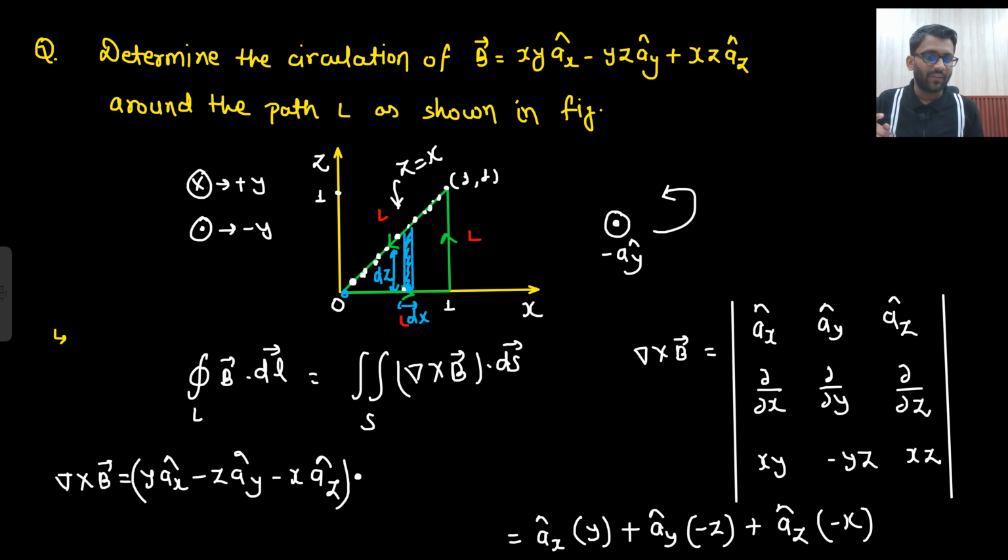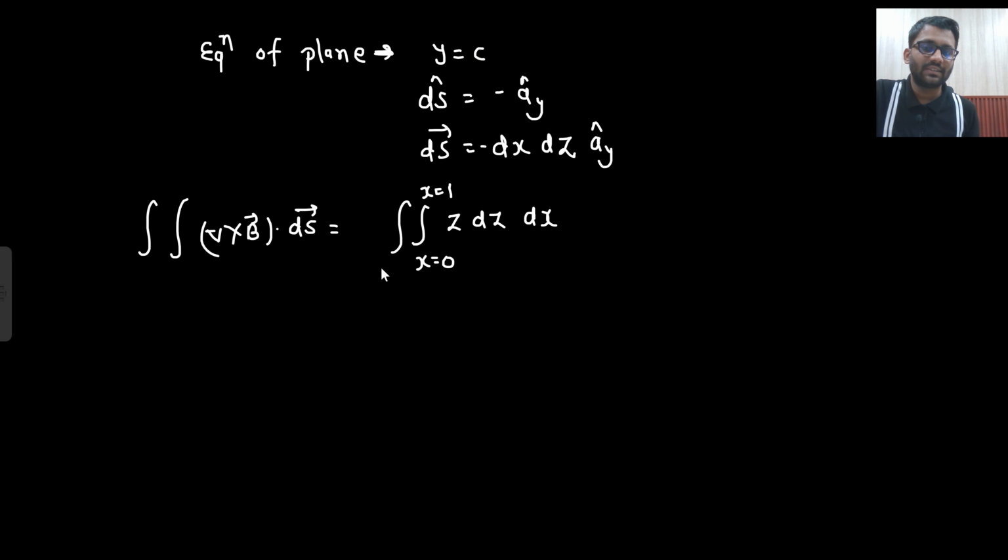Now in this question, if I am saying that my x is changing from 0 to 1, then at all the points my z is not fixed. Z is a function of x. What is the equation of this line? Z equals x. So z is changing from 0 to z equals x. Are you getting this point or not? We will take more examples, it will be more clear to you.